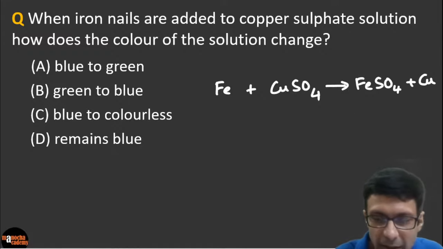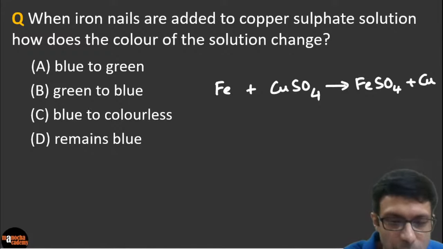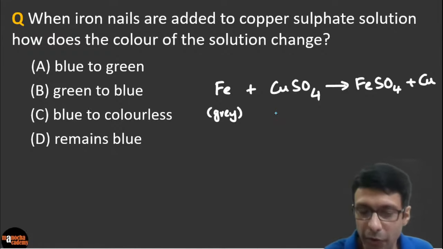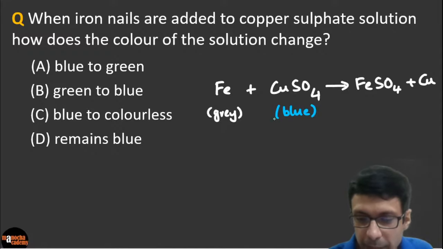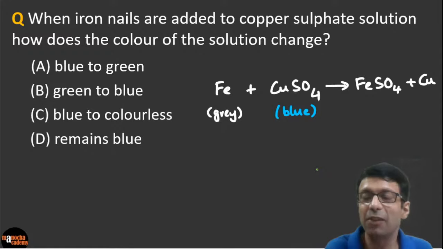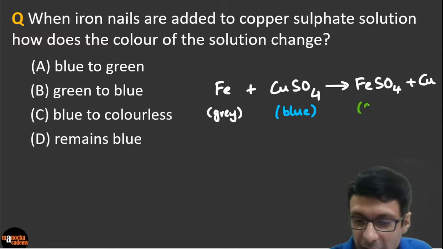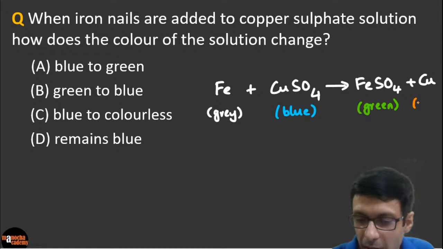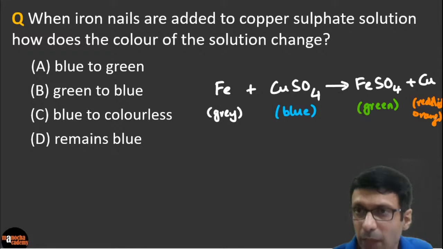So now let's try writing the colors, right? So we are interested in iron, of course, you know, is gray color. So these nails are gray color. Copper sulfate solution, you know, we just talked about copper sulfate is blue vitriol. So this is a blue colored solution. And ferrous sulfate solution is green in color. Okay. And copper, you know, is a reddish brown, or orangish reddish colored solid. So we can write here reddish brown or orange. Reddish orange color is copper.